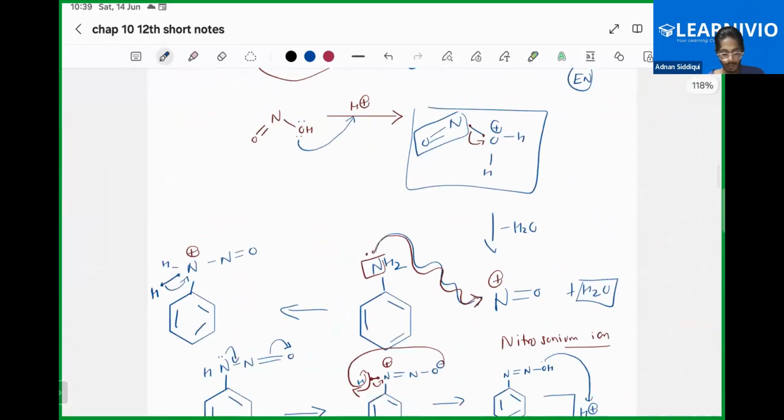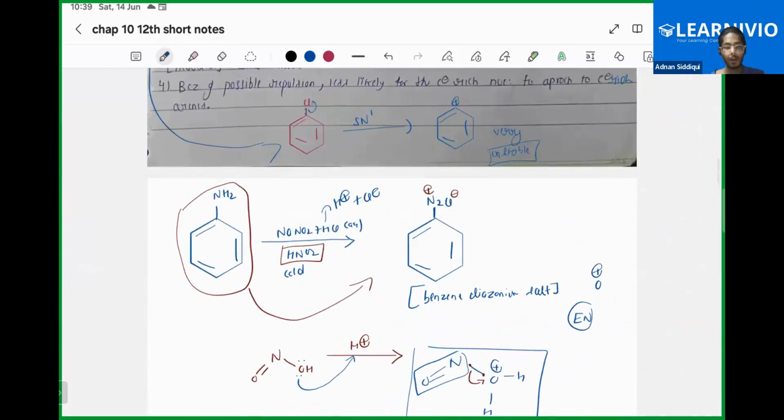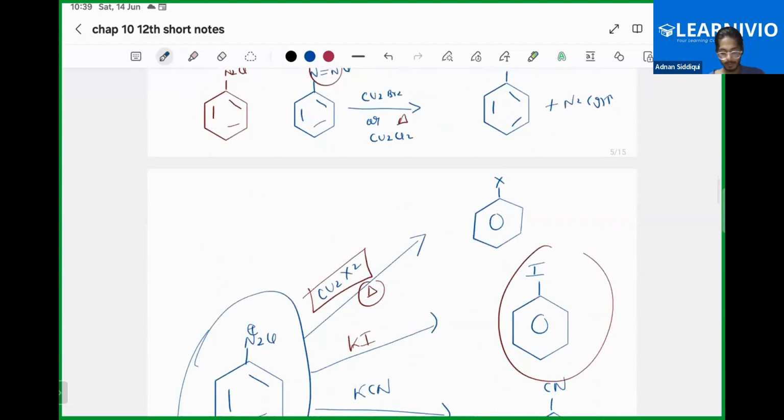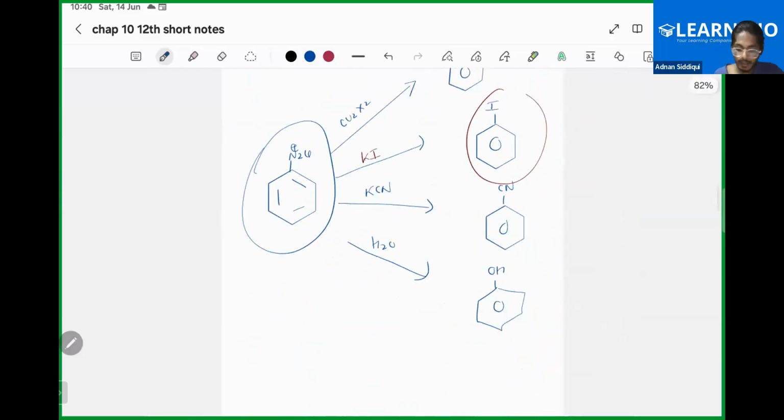Okay. This was the mechanism of that Sandmeyer reaction. For now, I won't suggest you go into this because they won't ask you the mechanism. The mechanism we will do because we need to understand organic chemistry and do the further chapters as well; if we don't do the mechanism part, we won't understand anything. So for now, you can skip it. This one you should remember.